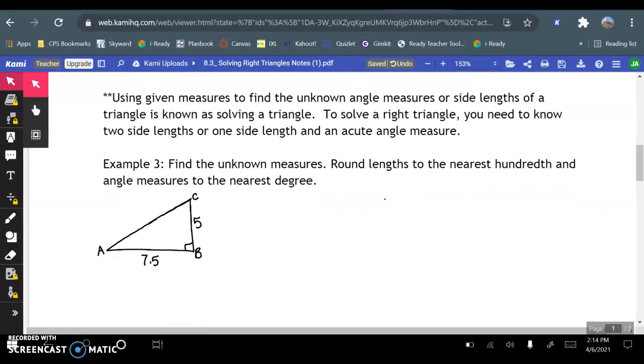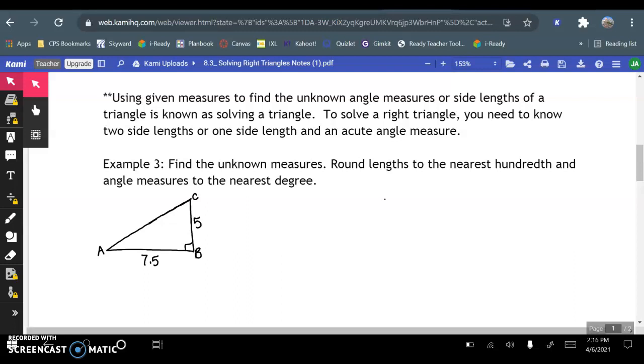Using given measures to find the unknown angle measures or side lengths of a triangle is known as solving a triangle. To solve a right triangle, we need to know two side lengths or one side length and an acute angle measure. So we have to have two pieces of information, either two sides or one side and one angle. In example 3, we need to find the unknown measures, rounding lengths to the nearest hundredth and angle measures to the nearest degree.